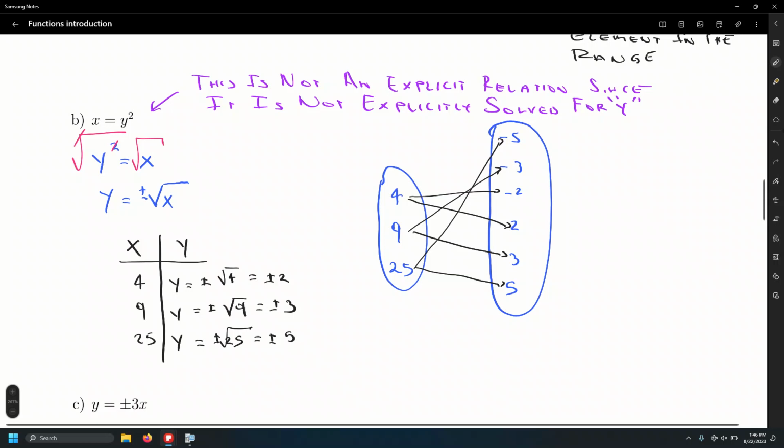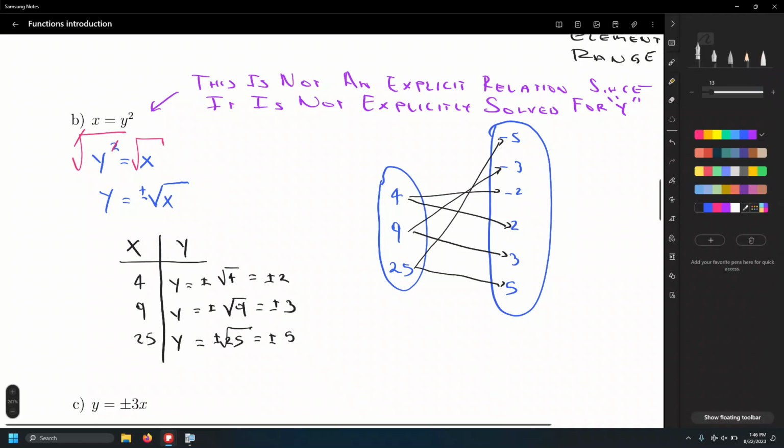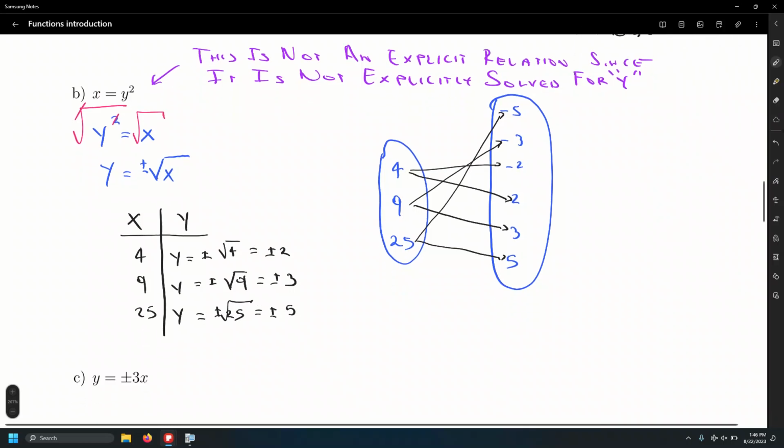Is there a shorter way to say not a function? Oh, yes. Is it solved for y? Well, no. This is not solved for y, that's one way. However, we need to be careful, because when we solve it for y, we get the plus or minus. So the minute you see a plus or minus here, automatically say, no, that's not a function, because every input will generate 2 outputs.